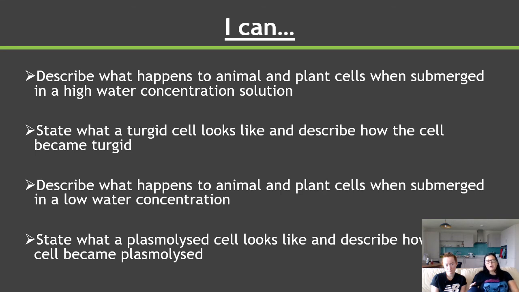Describe what happens to animal and plant cells when submerged in a low water concentration. So again, slightly different things happening there. And then state what a plasmolyzed cell looks like. So that's tiny vacuole, membrane pulled away from the cell wall, and that's because it's been submerged in a lower water concentration, causing the cell to lose its water.